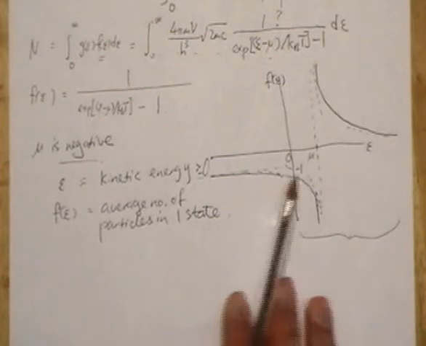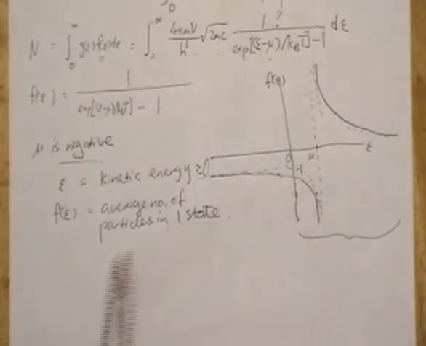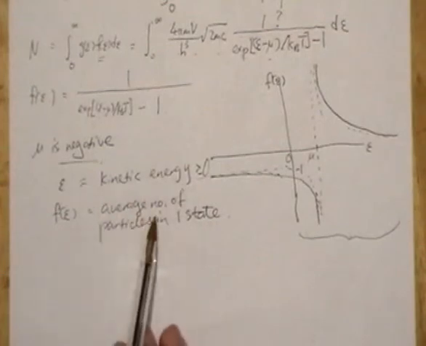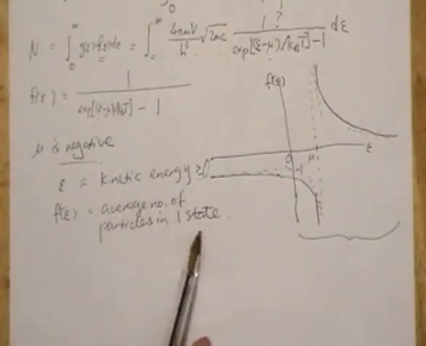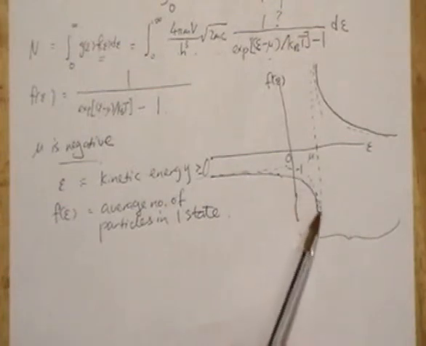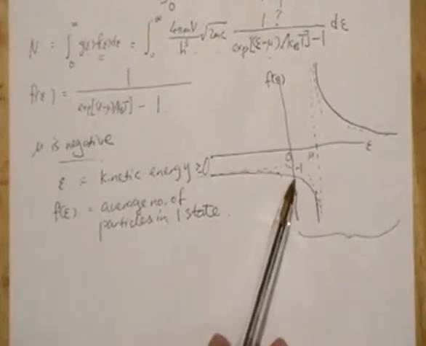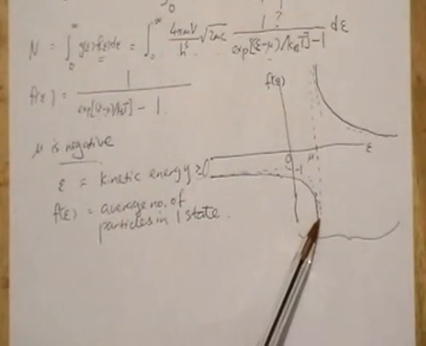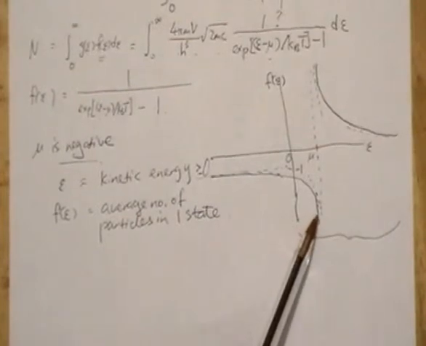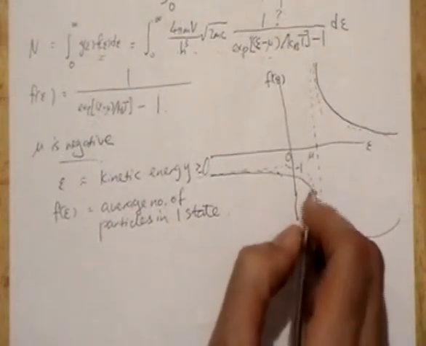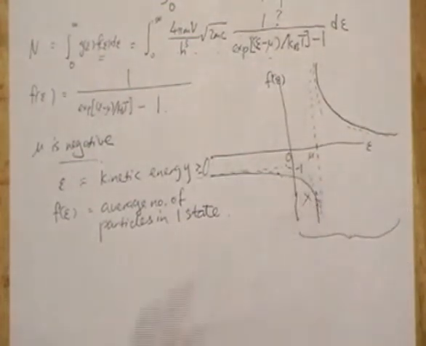Okay, and within this range, positive E, we understand that Fe is the average number of particles in one state. But if you look at this curve here, it shows that Fe is negative down here. And that's not physical, because this means that there is a negative number of particles in a state. So this must be wrong. There must be something wrong with this.